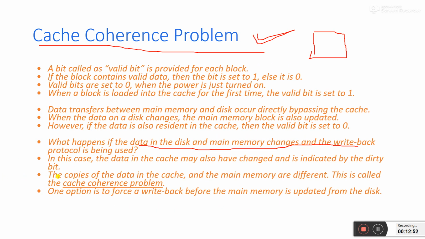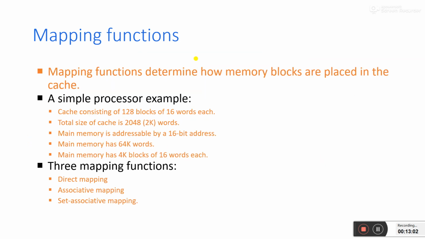And one more option is to force a write back before the main memory is updated from the disk. So that was the cache coherence problem.